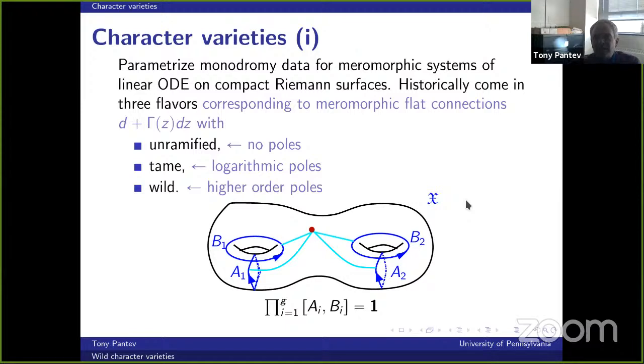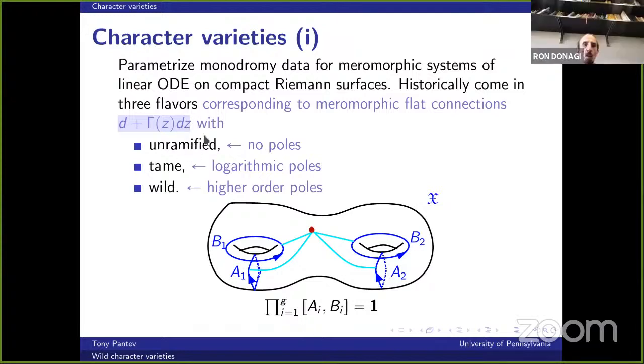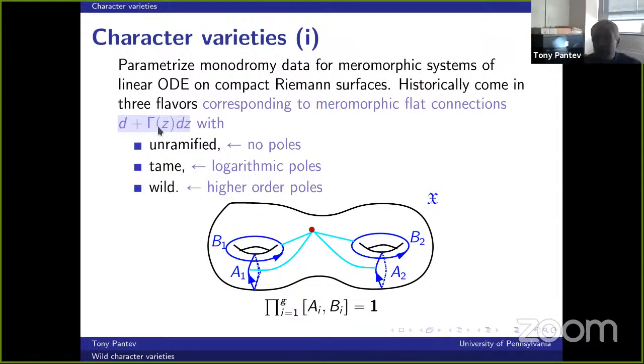And so unramified means that we are dealing with flat connections that locally on the Riemann surface look like the d differential, plus some matrix in the local coordinate which has meromorphic convergent power series as coefficients. And so the unramified case is when actually it's holomorphic. The connection matrix is holomorphic at every point. The tamely ramified case is when we are allowing poles, but only first order poles. And the wildly ramified case is when we are allowing higher order poles.